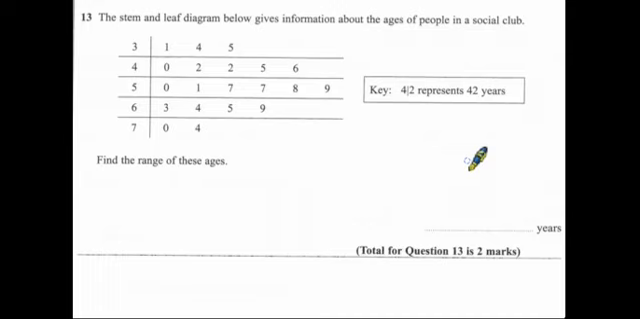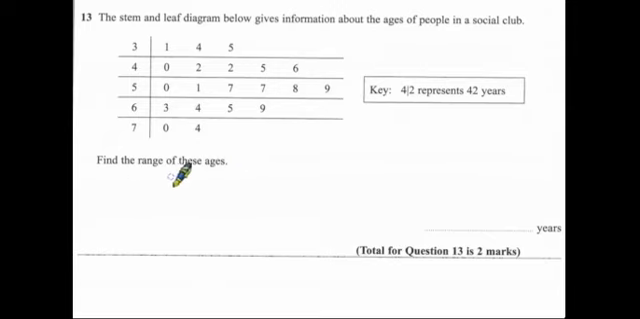Question 13 gives us a stem and leaf diagram, and it tells us it's the information about ages of people in a social club. We have a key to tell us how to read the stem and leaf. It tells us that 4/2 represents 42 years. In other words, the 4 and the 2 is someone aged 42. The good thing about stem and leaf is that their ages are already in order.